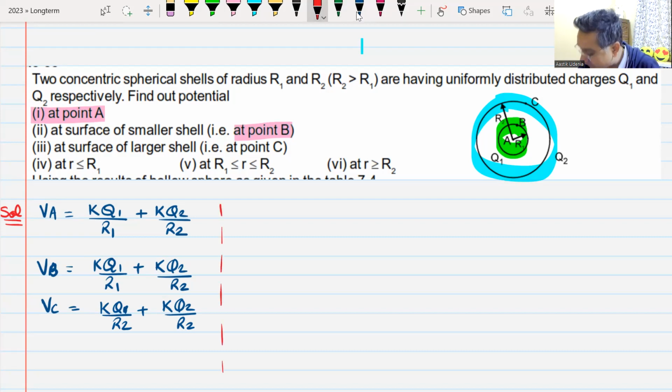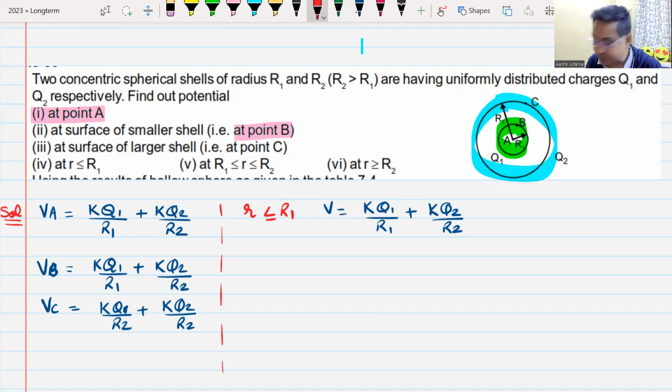In the next category, we have to find out the potential at r less than or equal to R1. So it is inside the first shell. Can you tell me the value for this one? The point is inside the first shell. What will be the potential of that point? That is same as potential of point A. So I can write it as K Q1 by R1 plus K Q2 by R2.